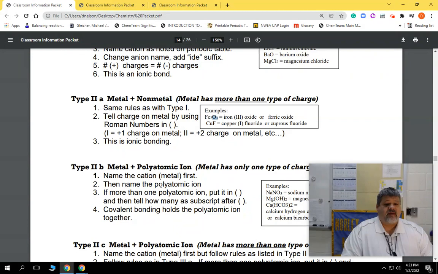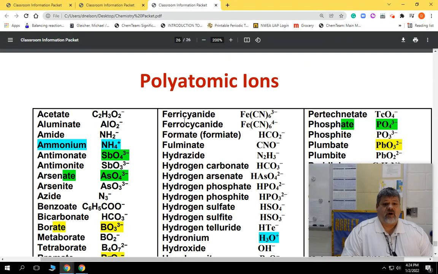Now, when we do polyatomic ions, it's the same as type 1 polyatomic ions. So let's just get that out of the way. We're doing the same thing with the metal. That's it. So we are going to be going to our polyatomic ion sheet. Okay, so hopefully this helped you out just a little bit, and we can understand a little bit more about how to do some of these.